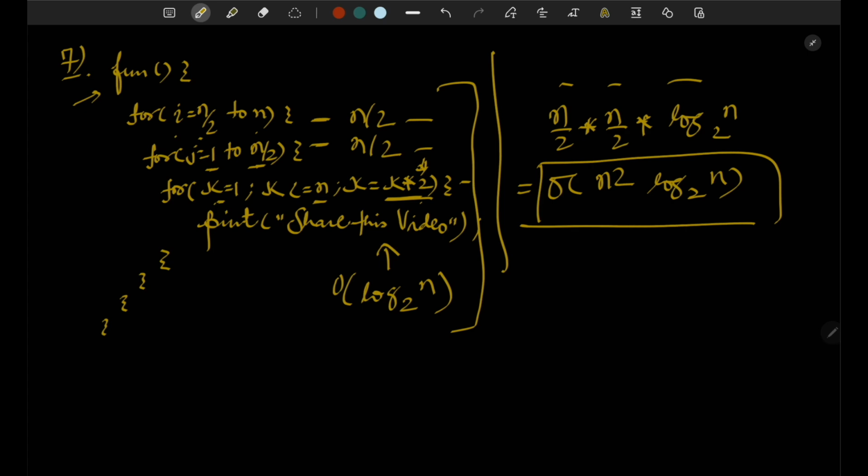So two things you can take from this particular example. First is that we don't have any dependency among the loops.